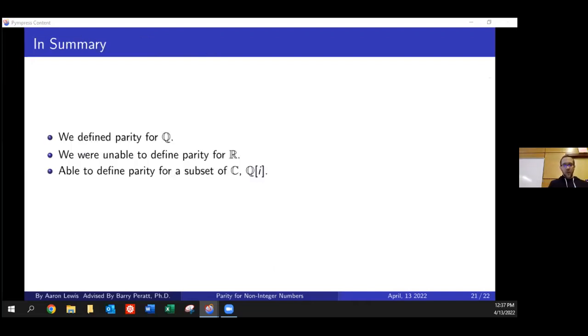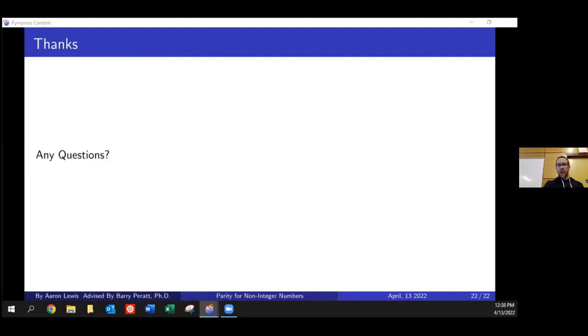So in summary, we defined parity for the rational numbers. We were unable to find any meaningful definition for the real numbers, and we were able to define parity for a subset of the complex numbers. I personally think that there is more work that can be done in that. I just don't have the tools or know where to go with it yet, but it doesn't feel like a dead end yet. Any questions?